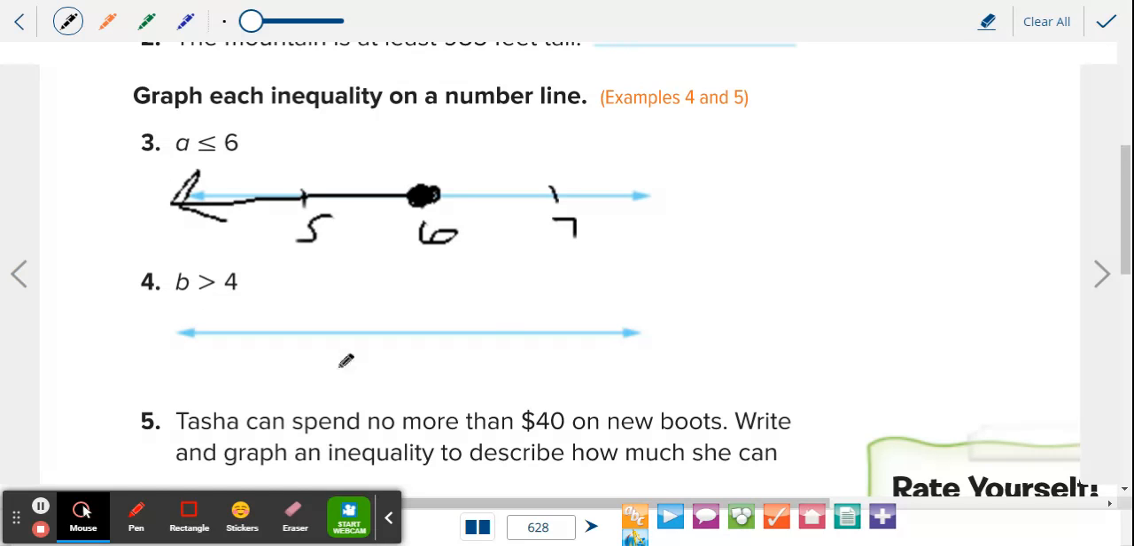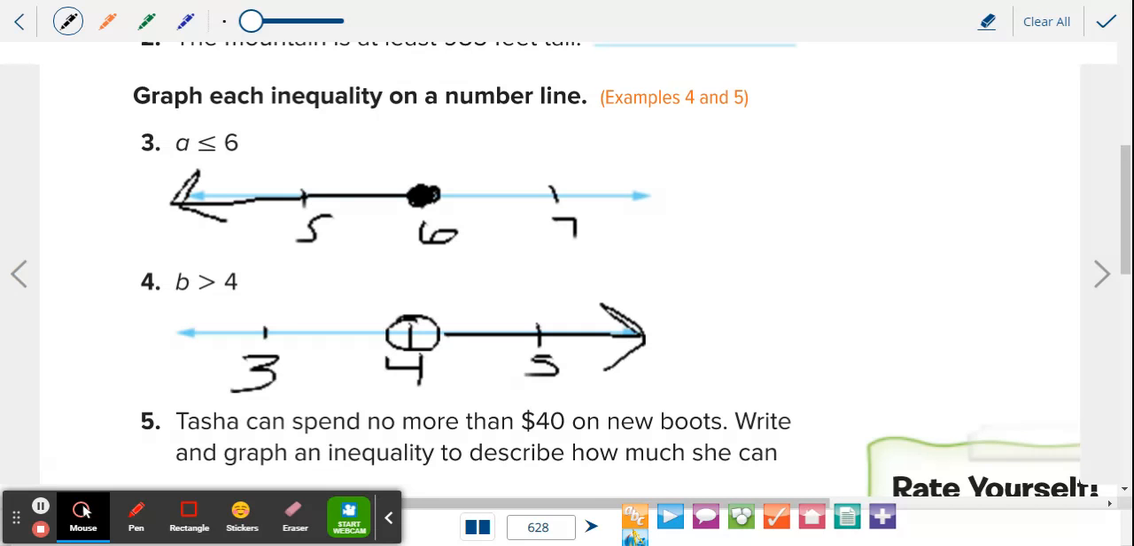All right, one more. Number 4, B is greater than 4. So we'll put 4. So there's our number line. Now, B is greater than 4. Do we put a circle or a dot? It's a circle because it doesn't equal 4. And it's greater than, so do we go left or right? To the right. And that's it.